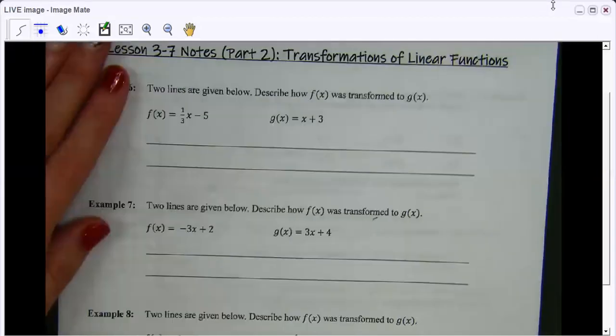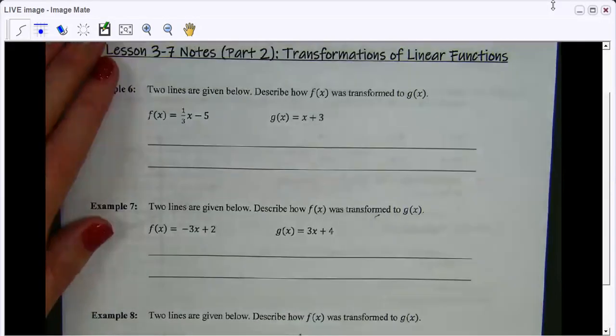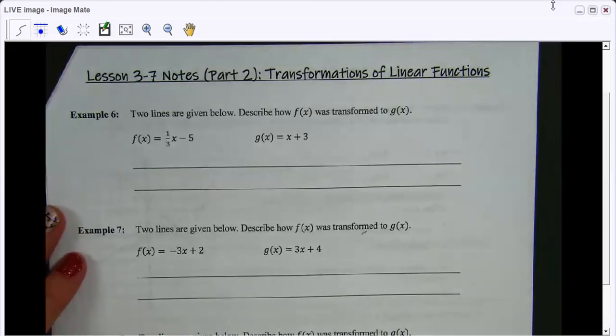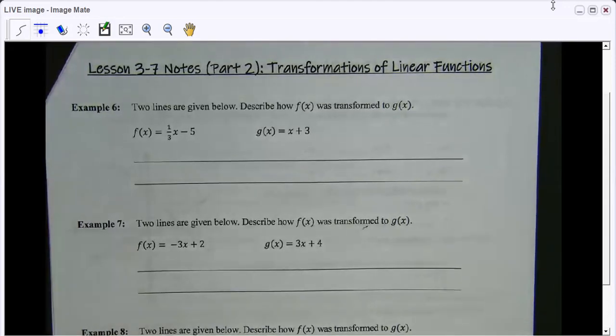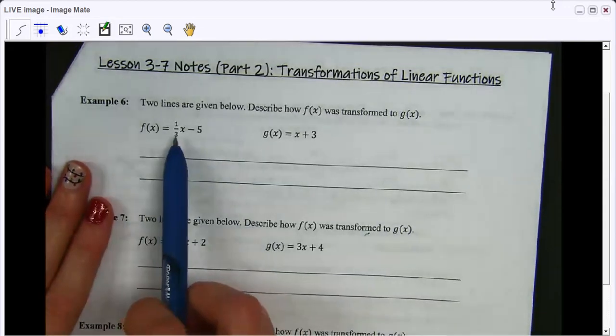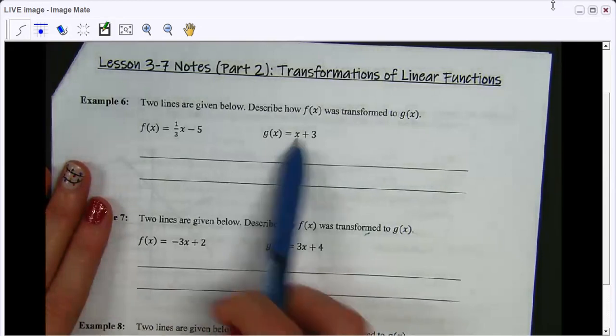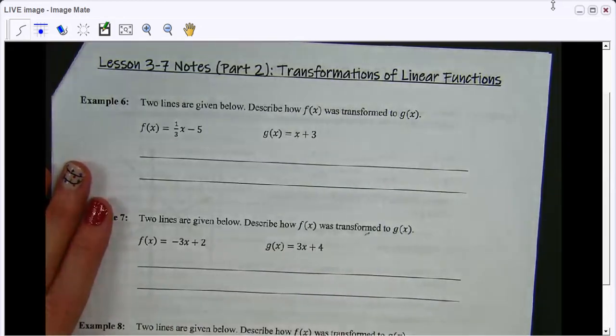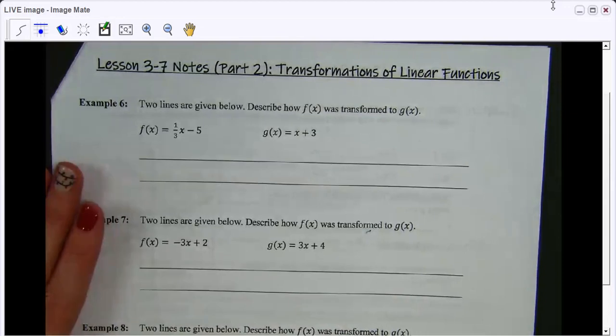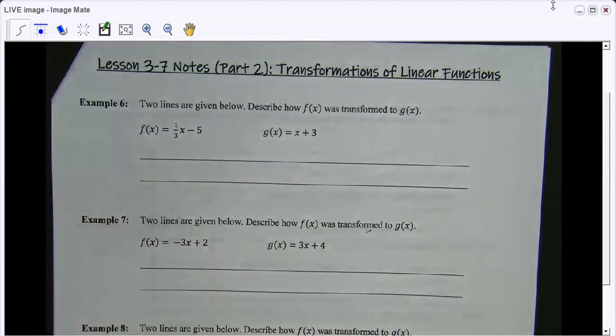Okay, so we're gonna move on to page 3. And on page 3, we are now looking just at the equations and we're trying to figure out what transformations were made from f of x to g of x. So if I go from 1/3 x, what happened here? Multiply. And what did I multiply by? 3. So when we multiply a slope by a number greater than 1, what are we doing?